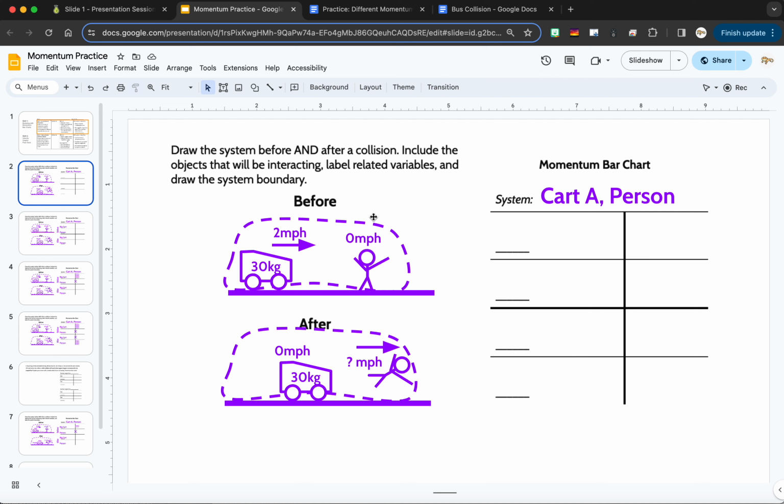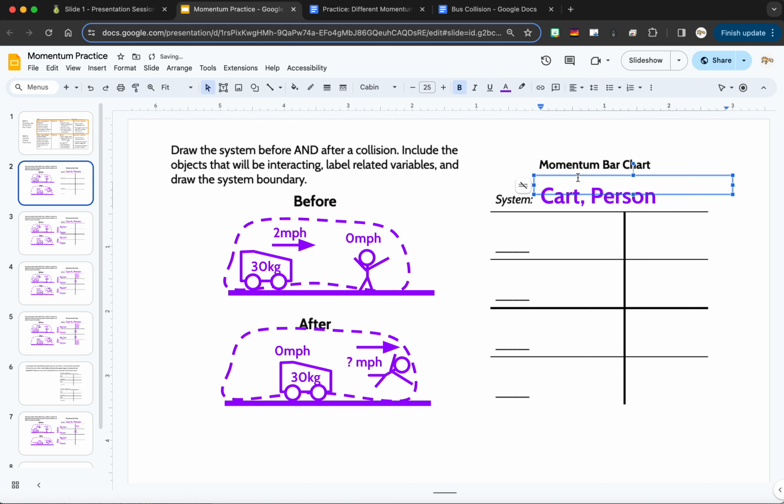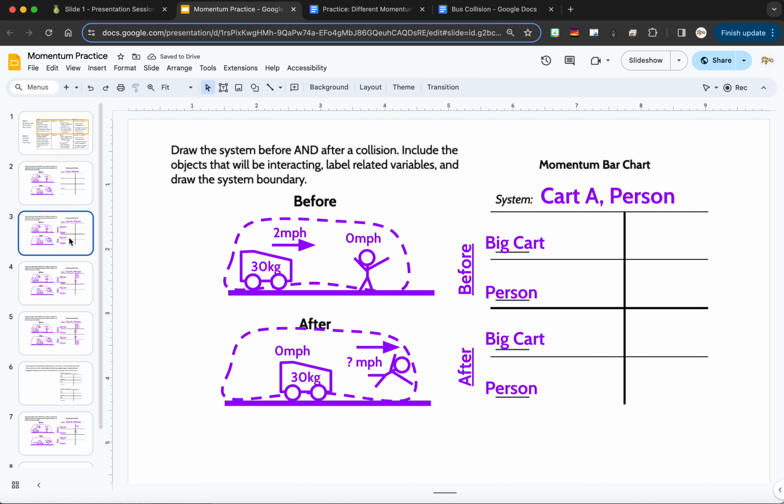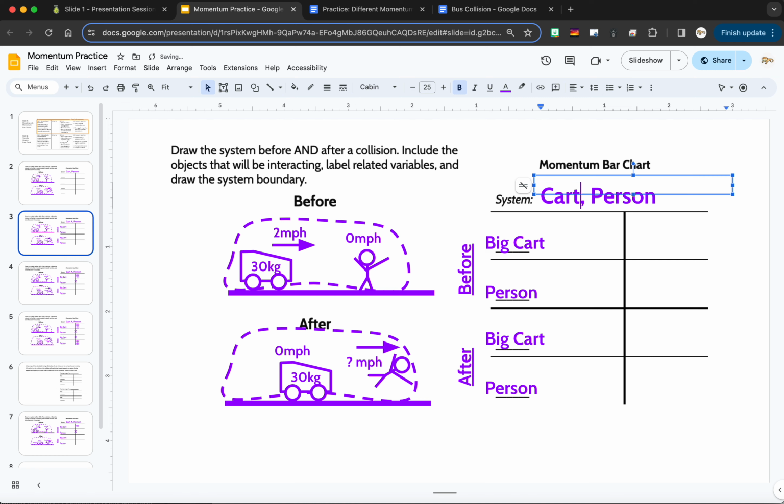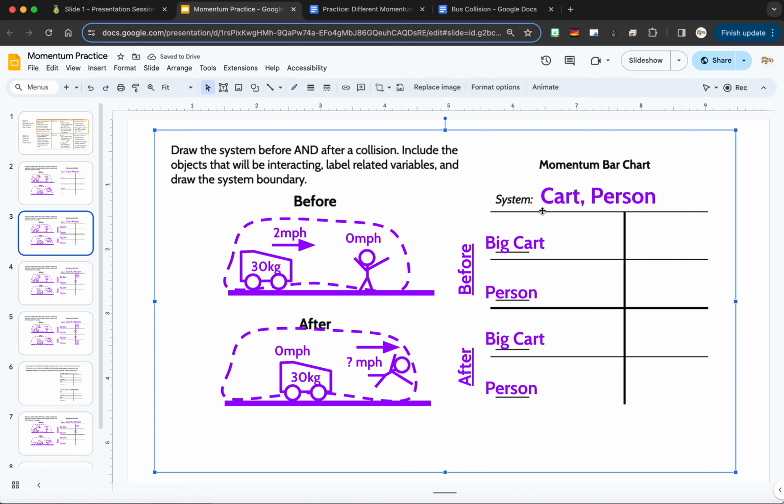I've defined my system with this dotted line to include the cart and the person. So that's what this is over here. In fact, I don't even really need cart A. You can just say cart. And the reason this is useful is I get to lay out the momentum in the system object by object and organize it before and after. The idea of conservation of momentum is that the total momentum before is equal to the total momentum after. So we'll get to that.